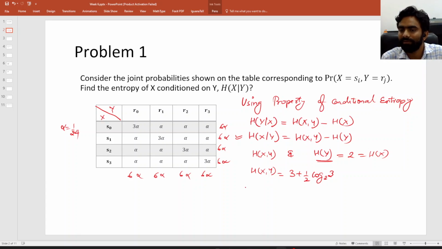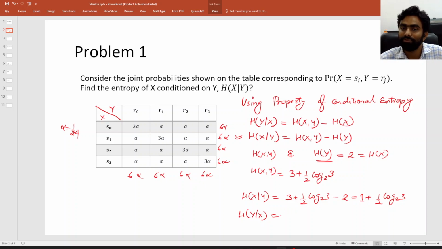So clearly we can calculate H of X given Y as H of XY, that is 3 plus half log 2 of 3, minus H of Y, which is 2. So it is coming out to be 1 plus half log 2 of 3. Similarly, you can calculate H of Y by X. H of X is also equal to H of Y, so it will also be 1 plus half log 2 of 3.